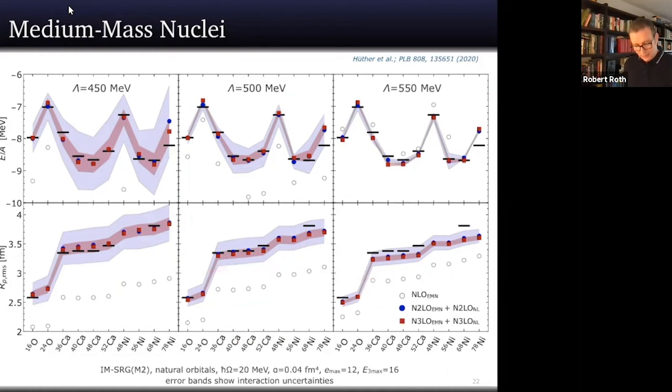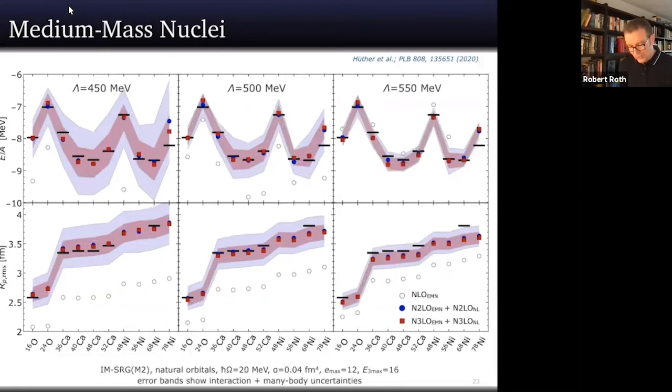And you can see it even in the raw convergence pattern. The N2LO calculations here, the open symbols, are further away from the rest in the soft interaction, and they are closer to the rest in the harder interaction. So this is kind of what drives this change in the uncertainty band. But this is only now the interaction uncertainty. Let's add these 2% many-body uncertainties, and then we arrive at these kinds of bands. And this is what we can do.